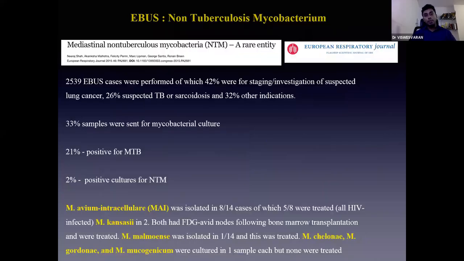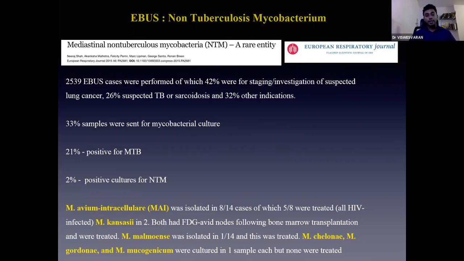So there are also multiple papers suggesting the role of EBUS in differentiating tuberculosis from NTM, which is very common in immunocompromised patients. This was a study published in the European Respiratory Journal, where they analyzed 2,539 EBUS cases, and among them 26 were suspected to be TB, for which EBUS was done. They found that 33% of the samples were sent for mycobacterial culture and 21% came positive for MTB, while 2% had positive cultures for NTM. So even your nodal TB can be because of non-tubercular mycobacterium, and your convex EBUS helps in diagnosis.